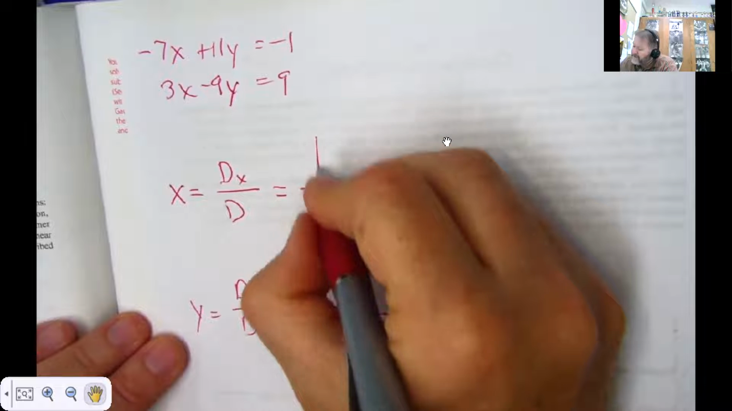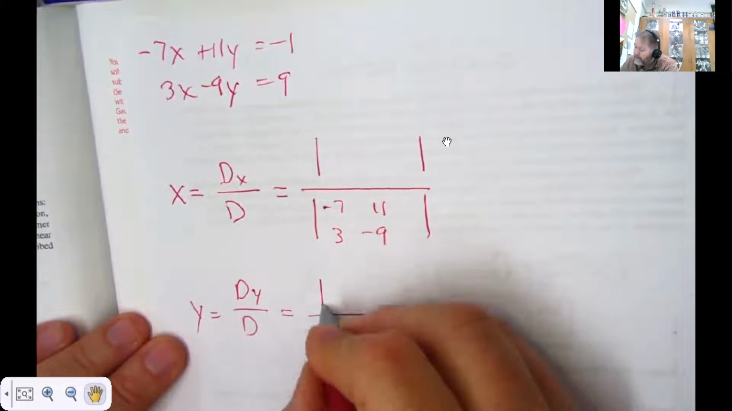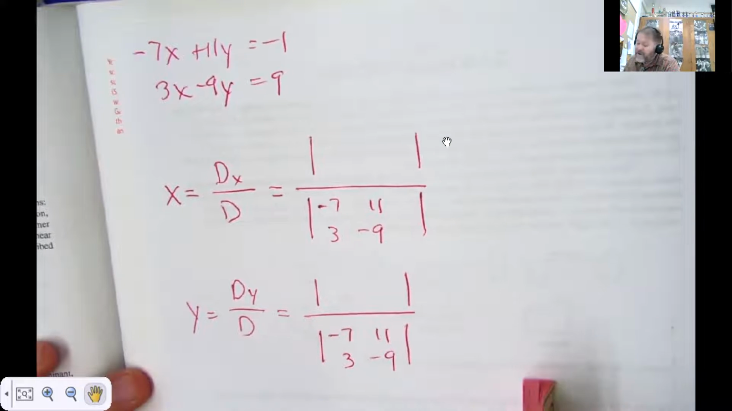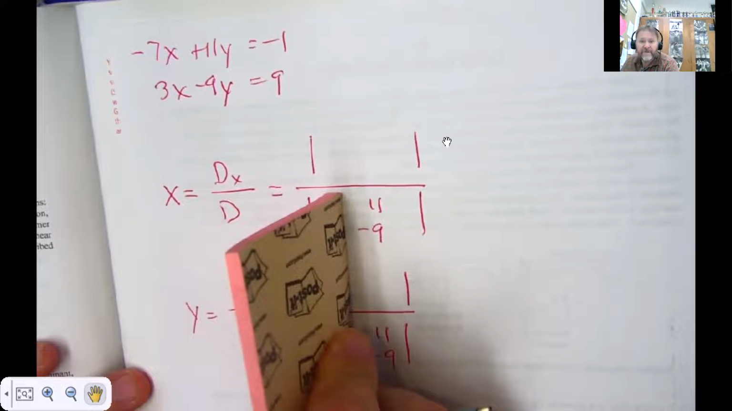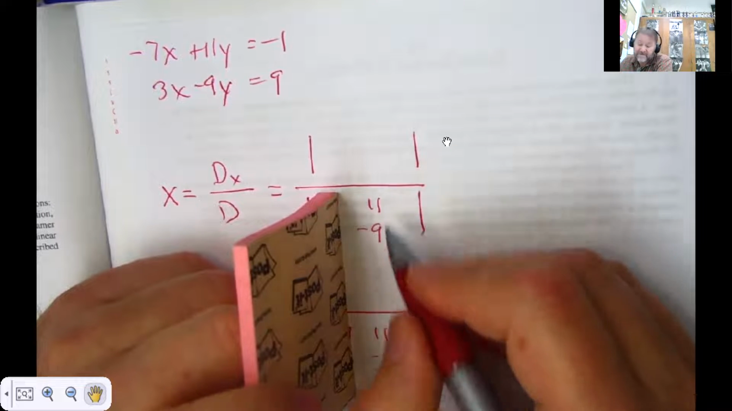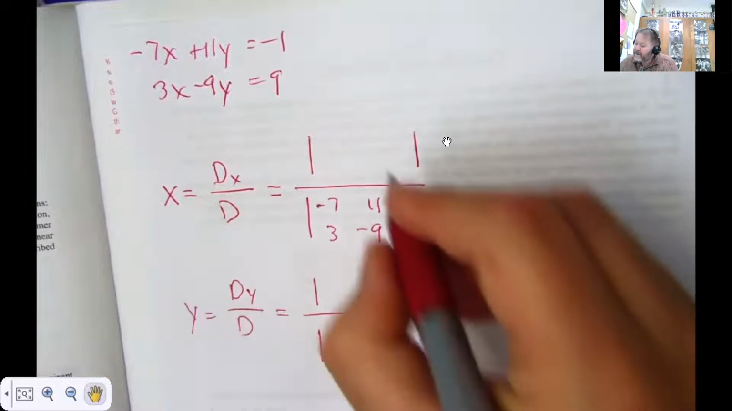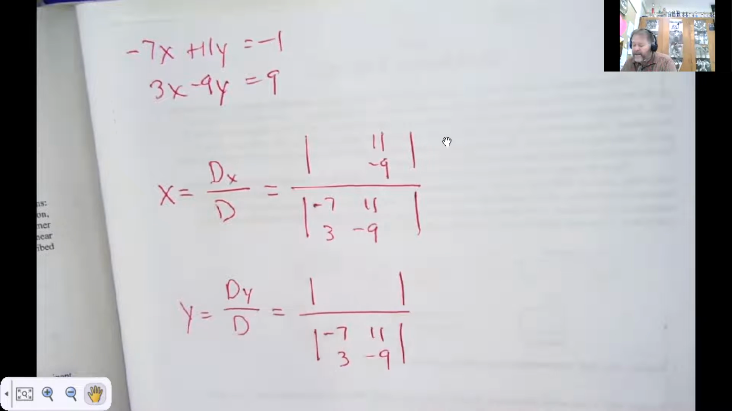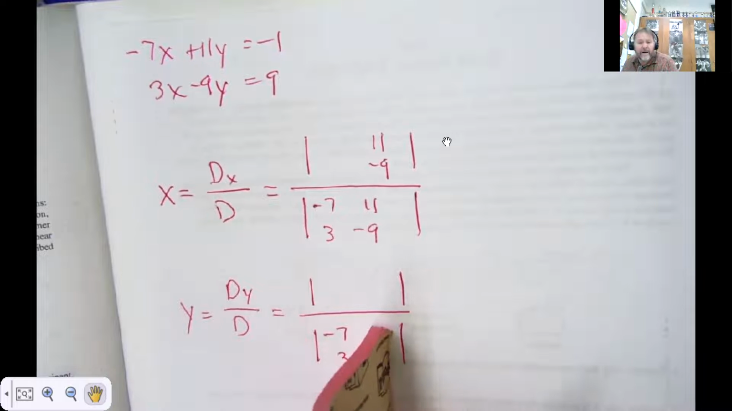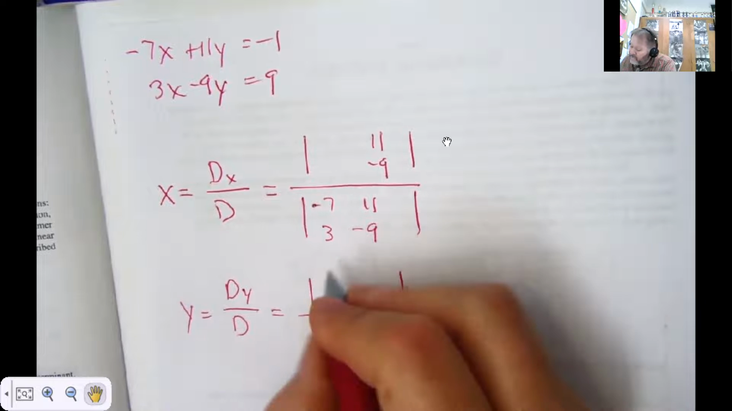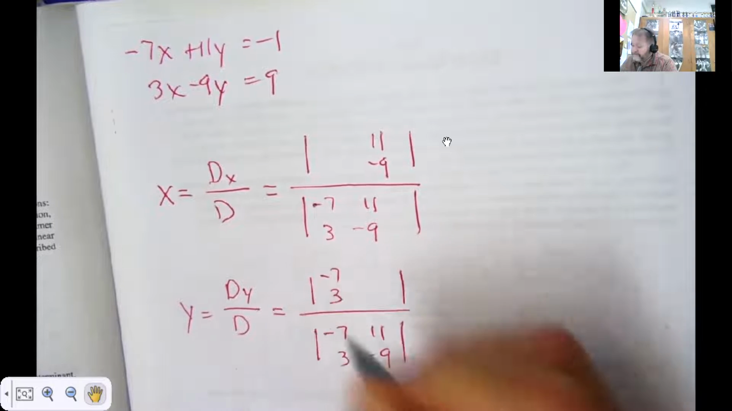Now we've got to find this D sub x and D sub y, and find the determinant of each of these. What D sub x implies is that we have to cover up the x column and move up everything else that's there, which is just the y column in this case. So it's going to be 11 and negative 9. And for D sub y, we're going to cover up the y column and move up everything else, which is only the x column in this case. That's going to be negative 7, 3.